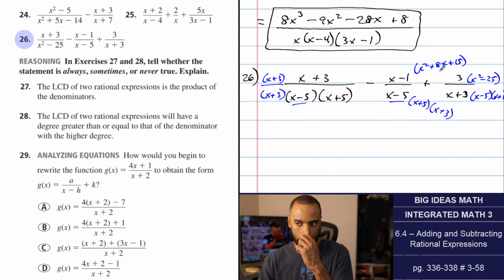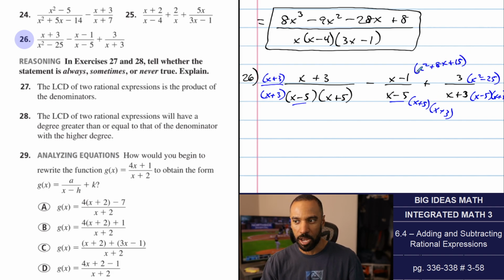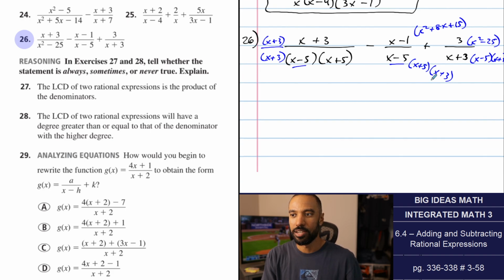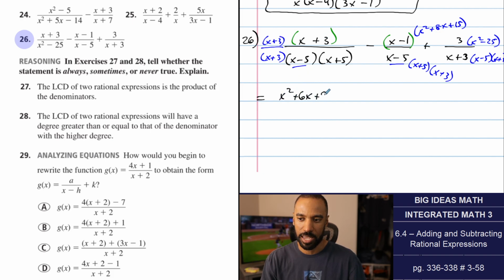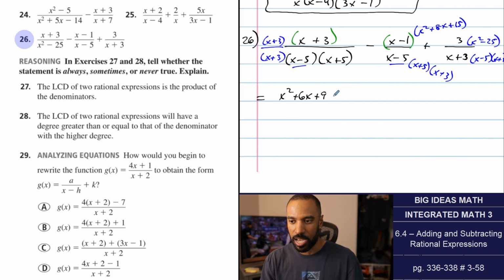Let's just get it going. I generally don't do that because I write the same thing on top and bottom, but this is the same thing. It's just a distributed version, again, to get the ball rolling. Now, we still have to do some more distribution. We aren't quite done here, but I want to try and save some steps. X plus 3 times x plus 3 is x squared plus 6x plus 9. Now, there's a subtraction here. So there's a lot to be done still on this stage.